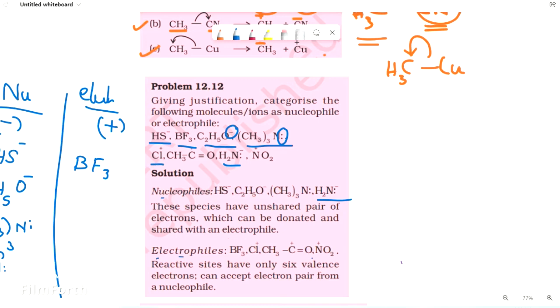Cl plus, we already told about it. It is the chloronium ion. There is no electron deficiency in the chlorine atom. Now there is an ion, a positively charged ion, so it is definitely an electrophile. And CH3C double bond O. So here there is a positive charge. Okay.